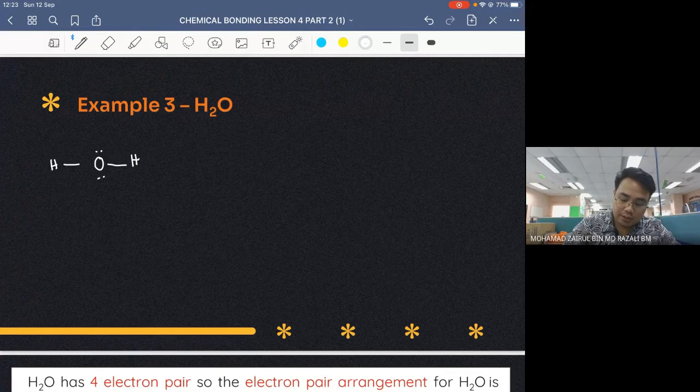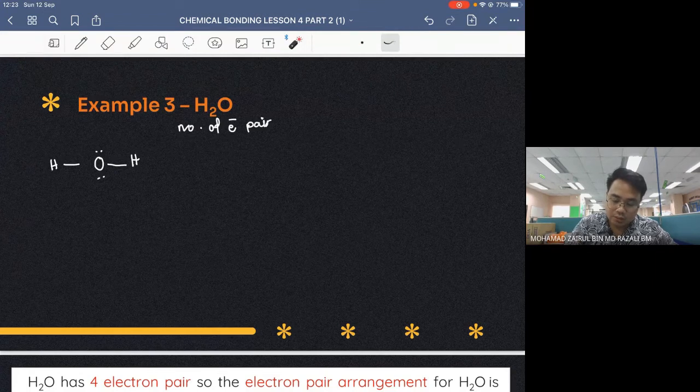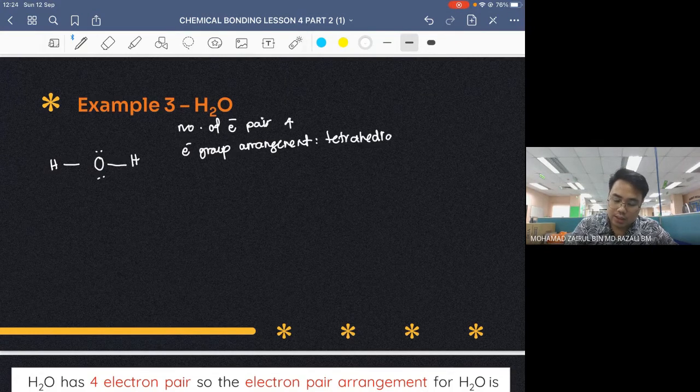So number of electron pair. Kalau awak tengok structure ini, kita ada 2 bonding pair and 2 lone pair. So total dia adalah bersamaan dengan 4. So electron group arrangement dia, kalau awak ada 4, it is going to be tetrahedral. Okay.